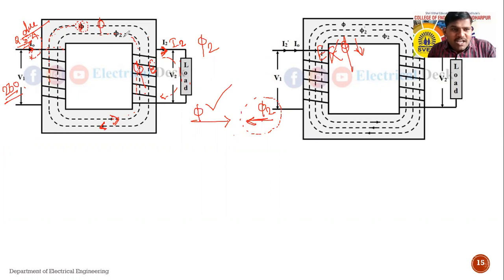See, if the flux is produced in the opposite direction, it will weaken the value of the main flux. That means it will distort the value of the main flux. Hence the resultant value of flux will be reduced. ज्यावेळेस resultant value of flux reduce होईल, automatically the induced EMF at the primary side will be decreasing, right? बरोबर का? Yes, sir. Induced EMF at the primary side will decrease.